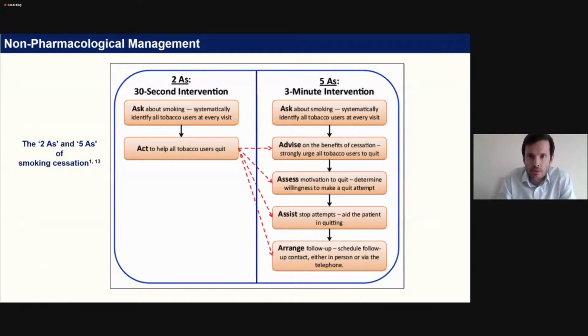This slide illustrates the 2A's and 5A's of smoking cessation, which I think is a practical approach to smoking cessation that can be readily incorporated into clinical practice in both primary and secondary care. The 2A's, or ask and act approach, is endorsed by the American Academy of Family Physicians, and it involves asking about smoking behavior and acting to assist quit attempts. The 5A's approach is suggested by GOLD, and it represents a brief, practical, and effective approach to smoking cessation counselling.